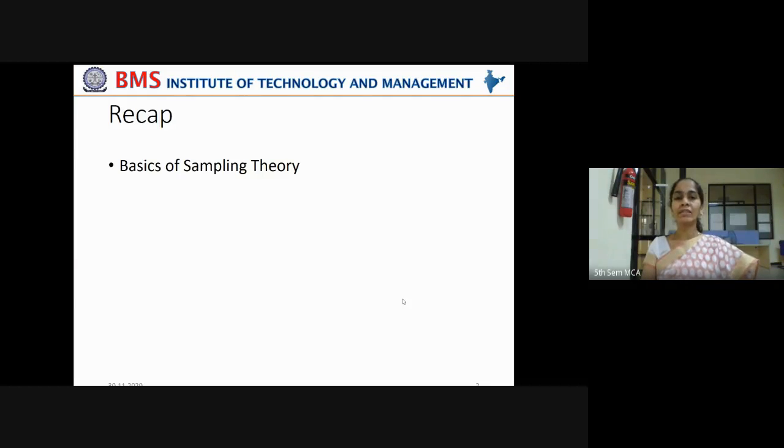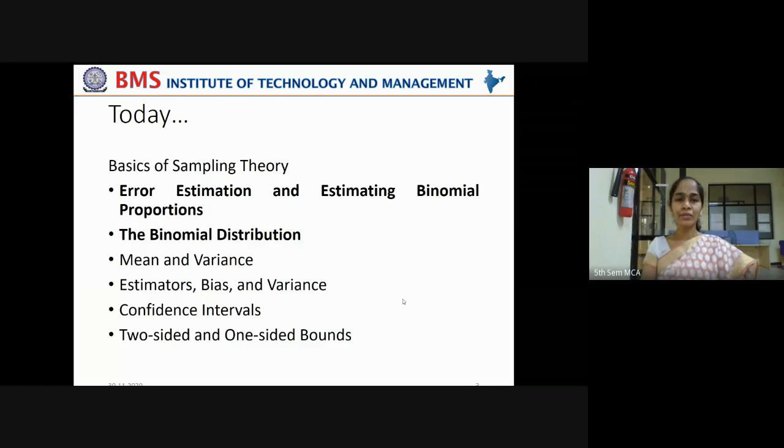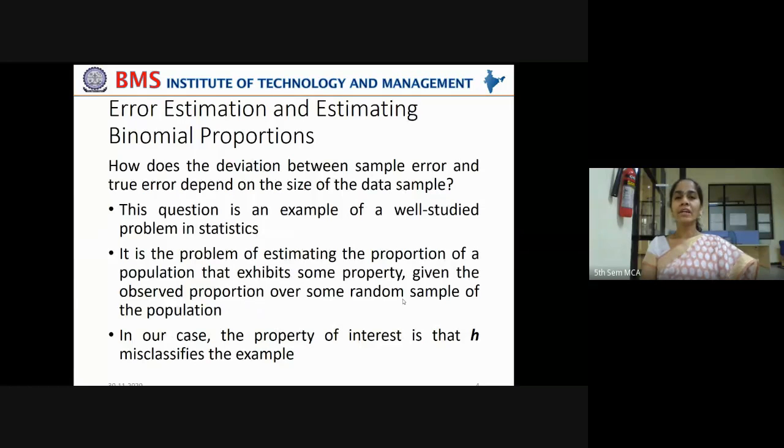They provide us the basic idea about the terminologies used in this statistical or sampling theory. In today's class, we are going to cover error estimation and estimating binomial proportions and the binomial distribution. How they can be used in sampling theory, we are going to relate. Now, what is error estimation and estimating binomial proportions?